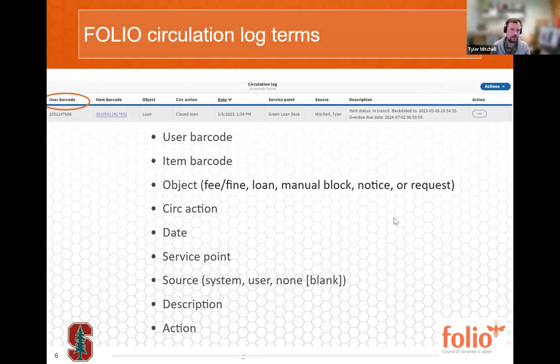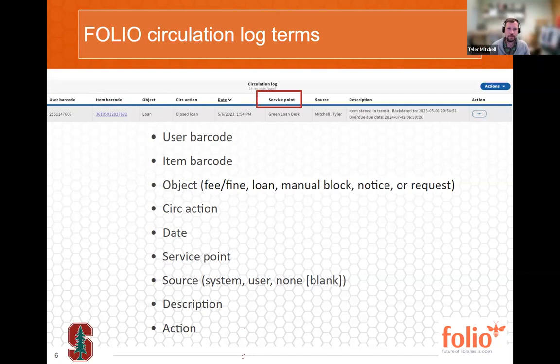Starting from the left-hand side, the user barcode, that's just a user ID. Item barcode, same thing. So it's associated with a record or an item that we have here at Stanford, and something that you'll see here, it's underscored. So you could click on that and that would take you to the inventory app record for that item. Object, we've already talked a little bit about those. You can see the different types and then the respective circulation action, date and time that this was performed.